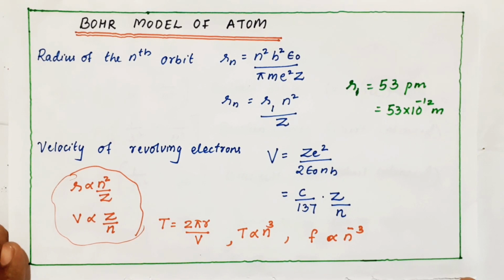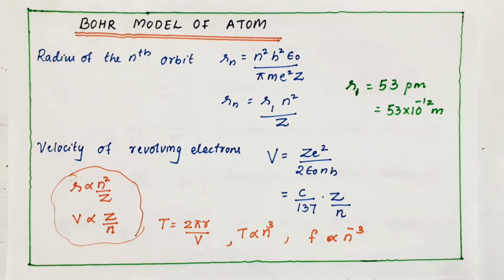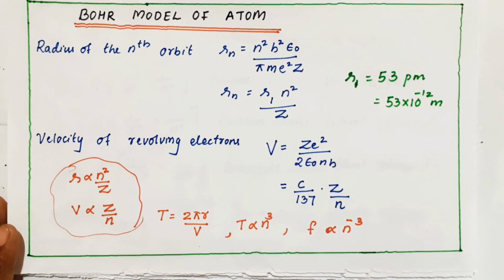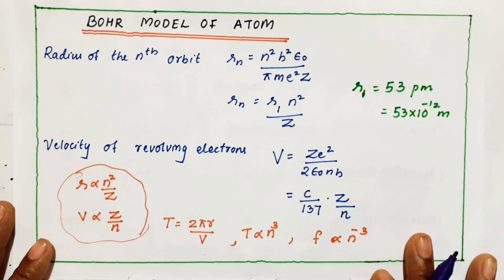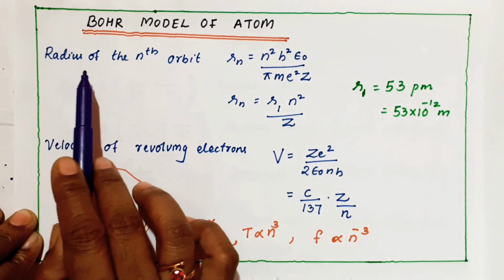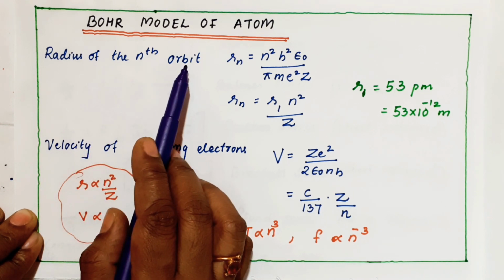That means atoms. Mostly, the questions from this chapter are based on velocity, radius, energy or wavelength. So, I am doing those questions. Remember the equation of radius of the nth orbit.